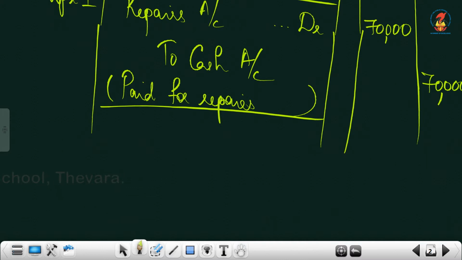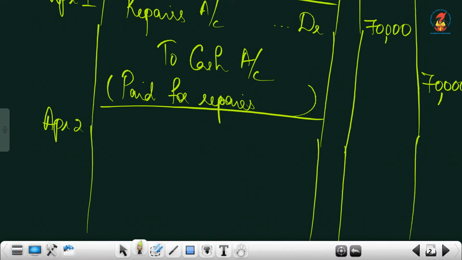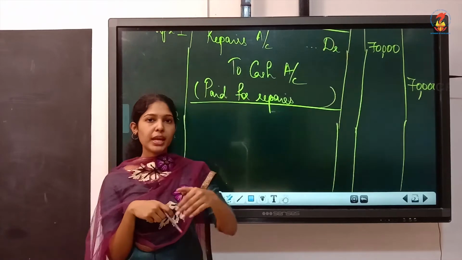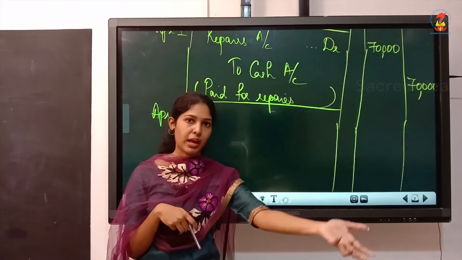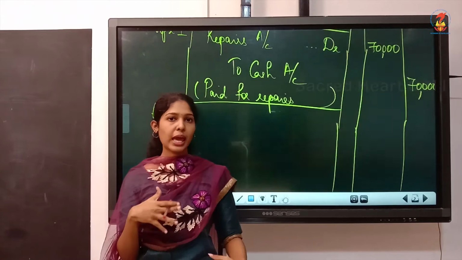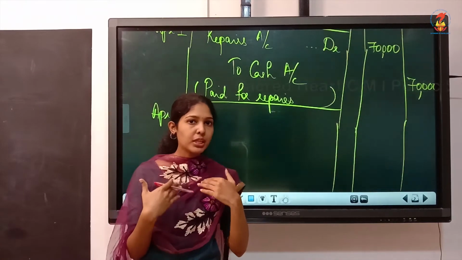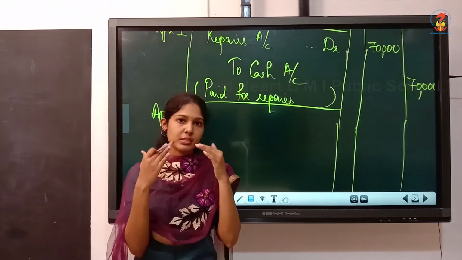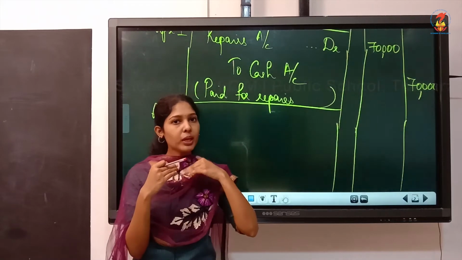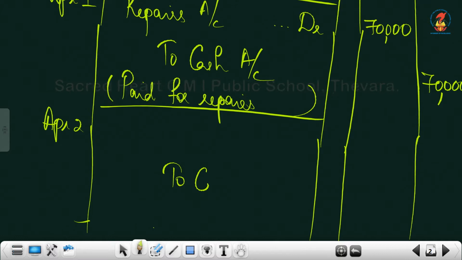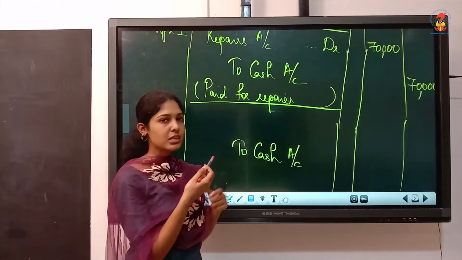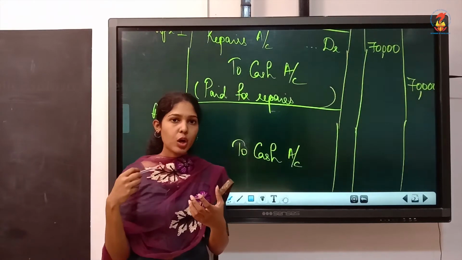Then the next transaction, transaction number 2, April 2nd. The transaction is paid into bank. Paid into bank means deposited into bank. We are depositing our cash into bank. What is happening to our cash? Cash means it is the cash of the firm which is moving out from the business. So we have to credit cash account. Then what should be debited? If you identify one, the other is easy. See, what's the other account which you have to debit?